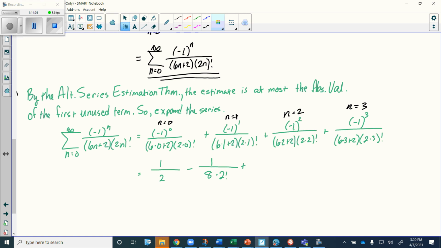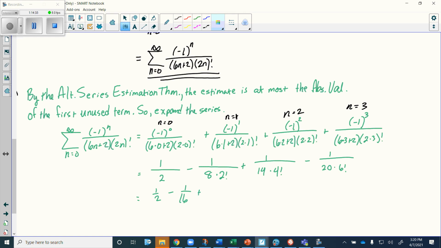And then we're going to wind up with a plus, and then I'm going to wind up with 14 times 4 factorial minus 1 over, so here 1820 times 6 factorial, which of course will be just the 1/2 minus 2 factorial is 2, so that's 1/16.